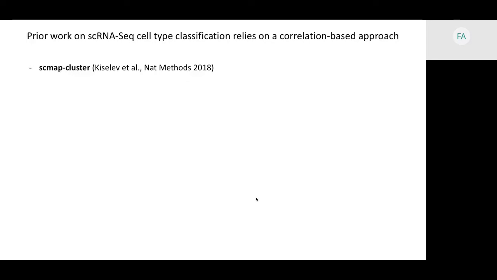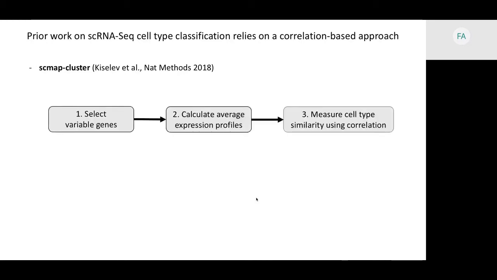When we started working on this project, the only method that we were aware of that really does classification for single-cell RNA-Seq data was SCMap Cluster, published by Kiselev et al. And I'm simplifying here a little bit, but not too much. The way this works is you're selecting, for training, variable genes. Then you're calculating average expression profiles for each cell type. And then for prediction, you're simply calculating correlations with these average profiles for the selected genes for each cell in your test data set.